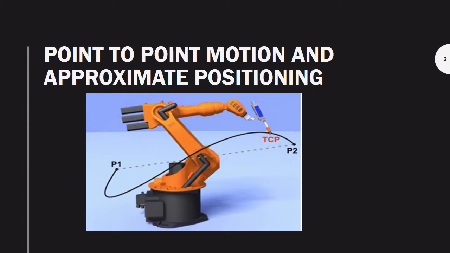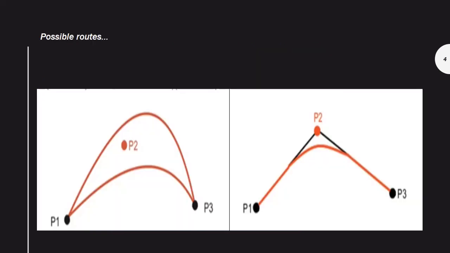In this case, it is indicated by a diagram from P1 to P2. The shortest path would be a straight line, but the fastest would be that shape that's indicated in the diagram.